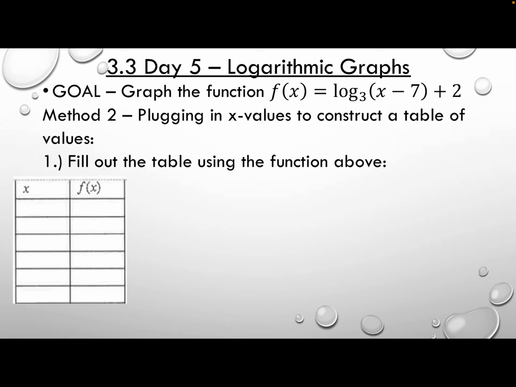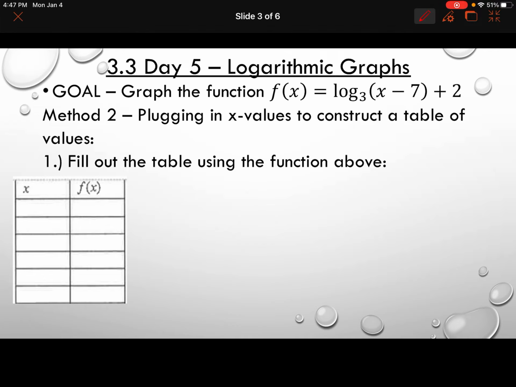Now, this method, in some ways, you have to be a little bit more careful, which is why some might not like it as much as the first one. We have to be careful of the x values that we pick. I will give you an example really quickly. For example, let's do x is equal to 6.